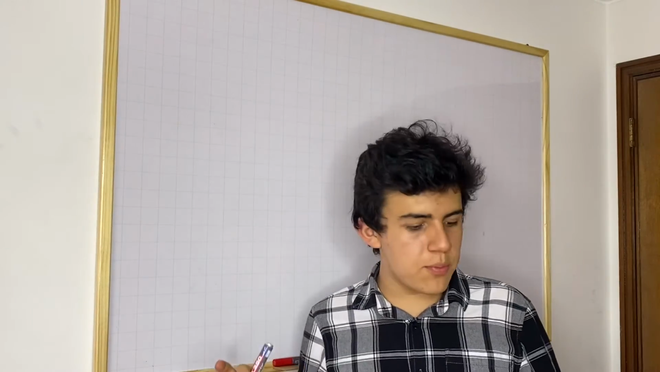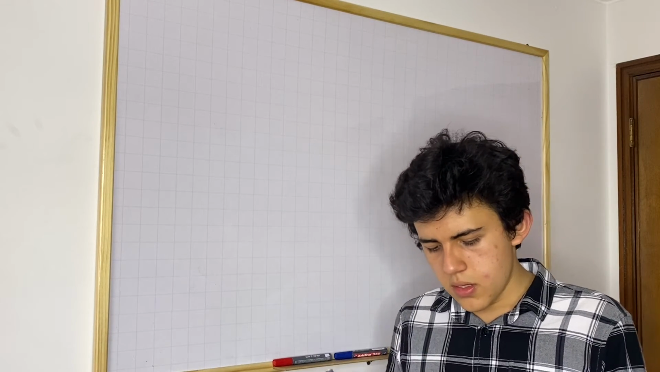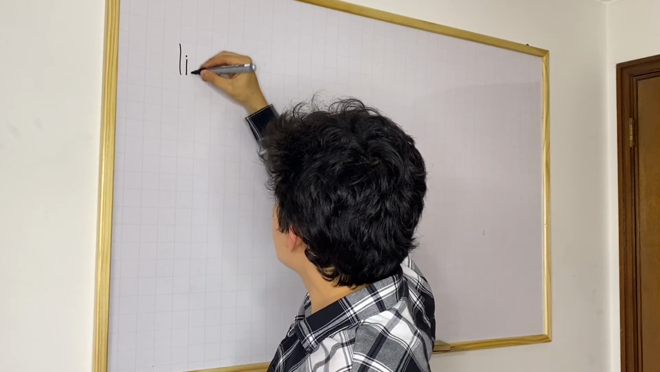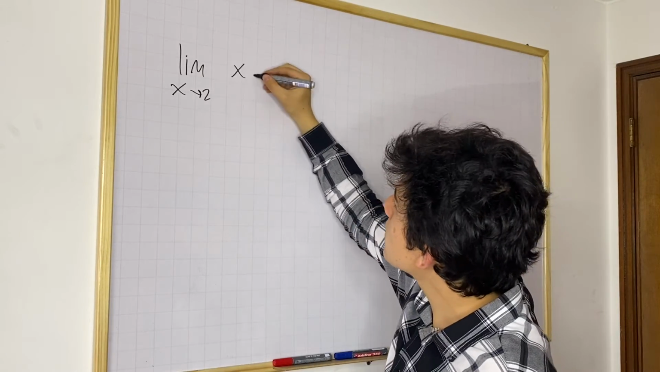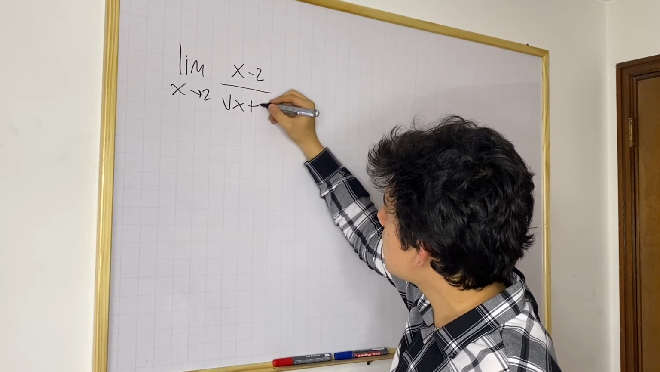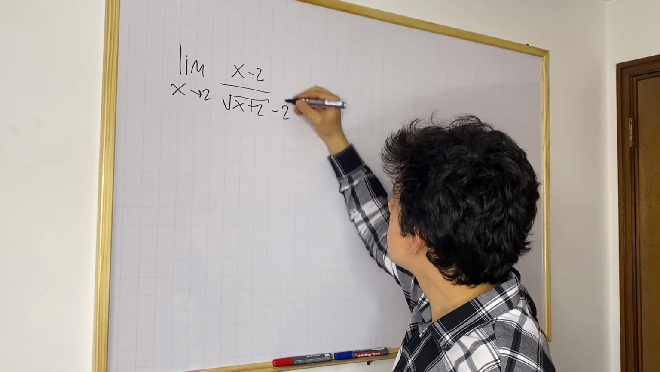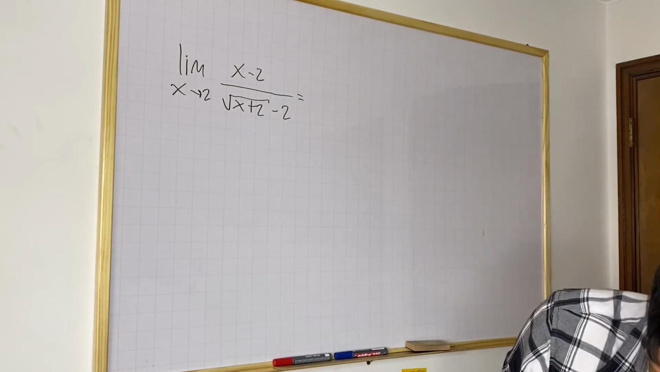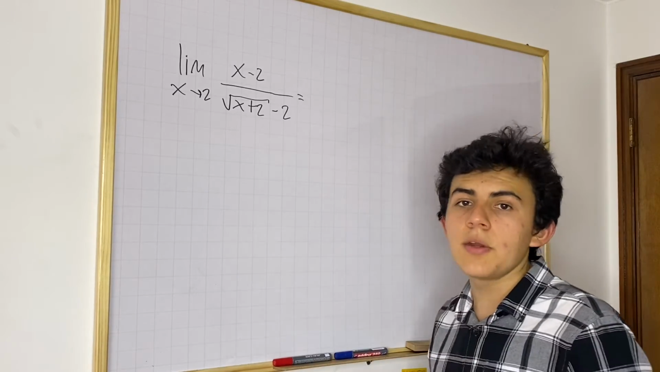So our last limit problem with rationalizing. So we're going to have the following: the limit as x approaches 2 of the function x minus 2 divided by square root of x plus 2 minus 2. Now if we plug in 2, this would give us the square root of 4, that's 2, minus 2 gives us 0. So we need to rationalize the denominator.